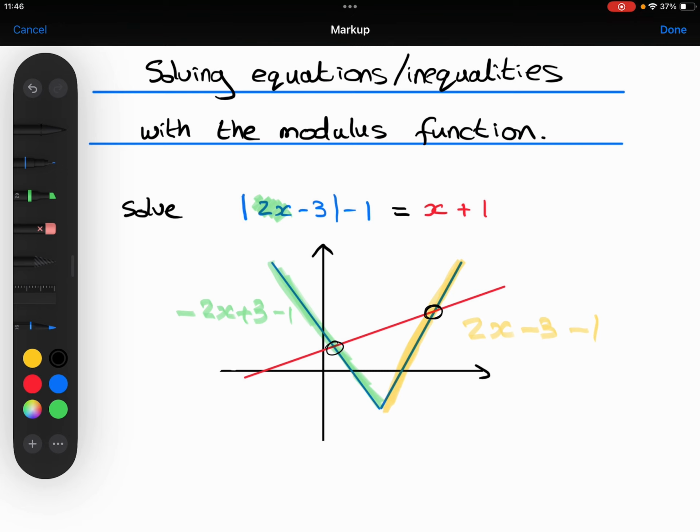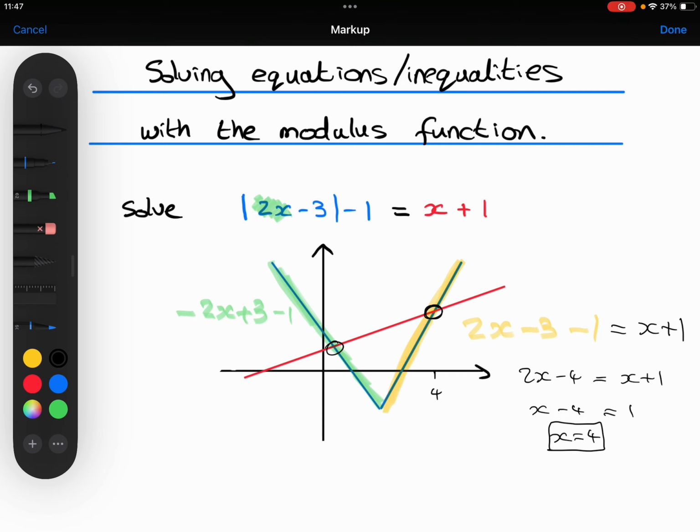So, on the right-hand side, let's solve the equation when 2x minus 3, minus 1, equals x plus 1. So just simplifying that. Take the x away from both sides. Add the 4 to both sides. So that's one solution. That's the solution here when x is 4.